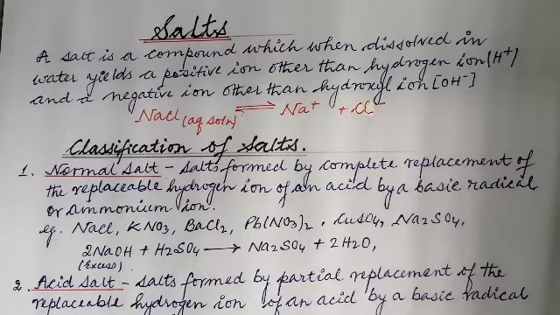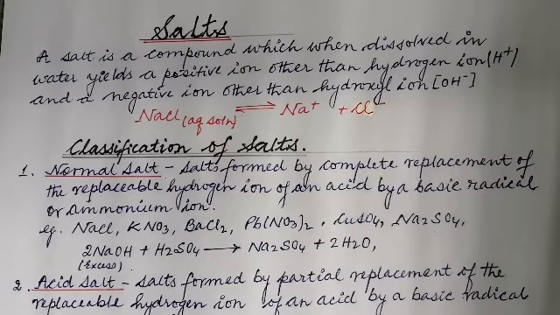Let us define what is a salt. A salt is a chemical compound which, when dissolved in water, yields a positive ion other than hydrogen ion and a negative ion other than hydroxyl ion. You've already studied that acids, when dissolved in water, yield a positive ion, which is hydrogen ion, and bases or alkalis, when dissolved in water, yield hydroxyl ions as the only negatively charged ions.